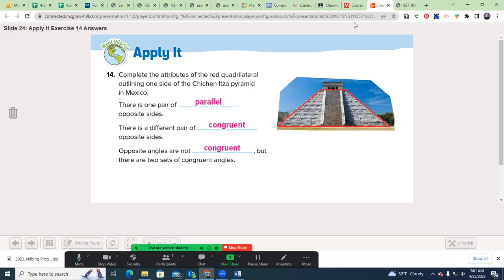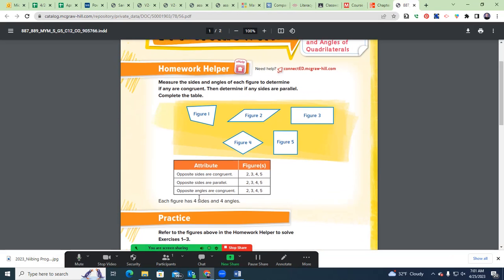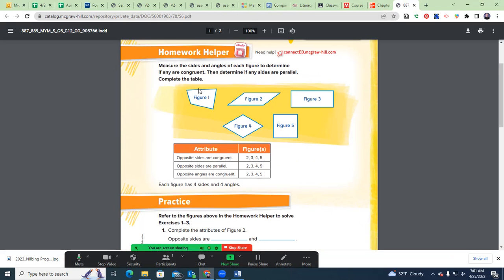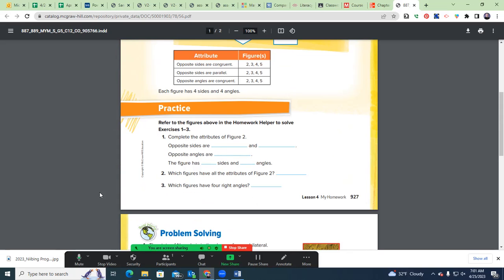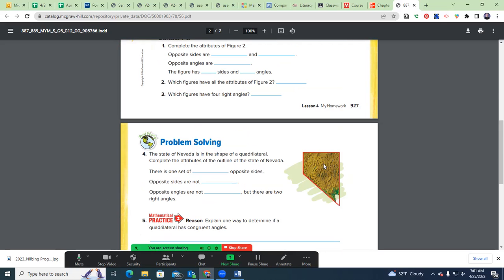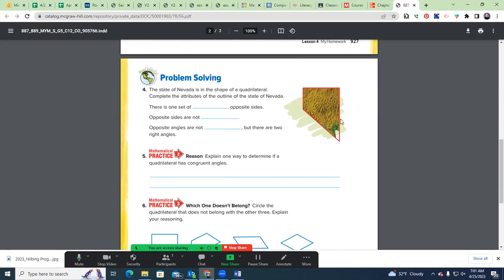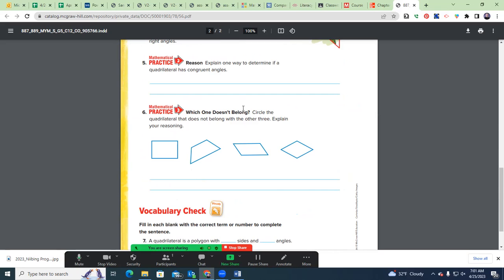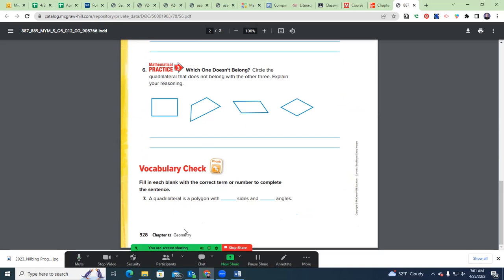All right, so now you're going to be able to go into the assignment. Homework helper will always give you that reminder of what we've talked about, so you can look at it again without thumbing through the pages, although you're welcome to thumb through the pages. You're going to answer the questions. Again, parallel and congruent are important words today. Problem solving, this is similar to the sheets and needs of one. Explain one way to determine if a quadrilateral has congruent angles. Think about which tools you may use. Which one doesn't belong, and explain your reasoning. Tell me why one of these doesn't belong. And then you have the vocabulary check.